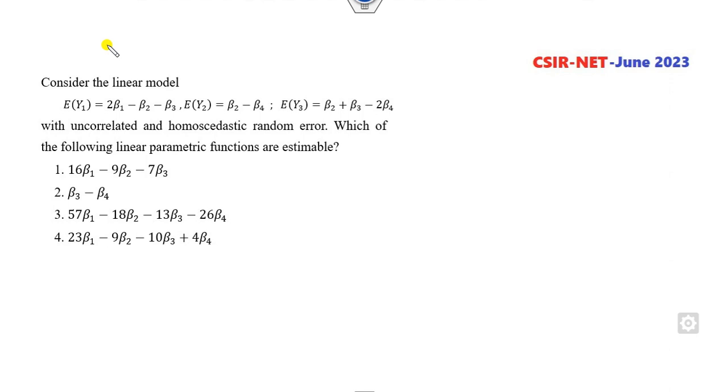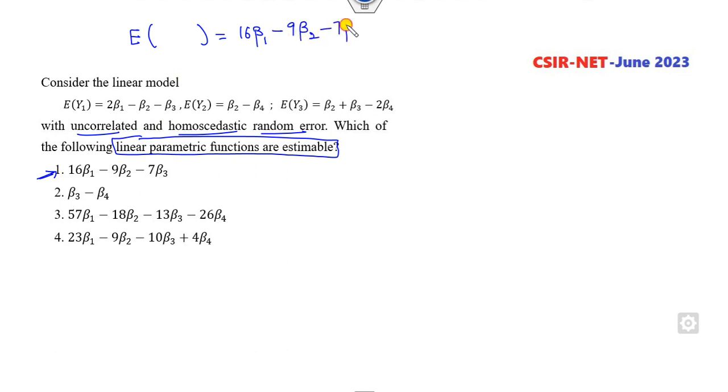Okay, look at this another one. Consider the linear model here with uncorrelated random variables. Which of the following is a linear parametric function that is estimable? So as I explained in my previous videos as well, here is how you can check about estimability. For example, if you want to check the first option, you have to think about functions here.